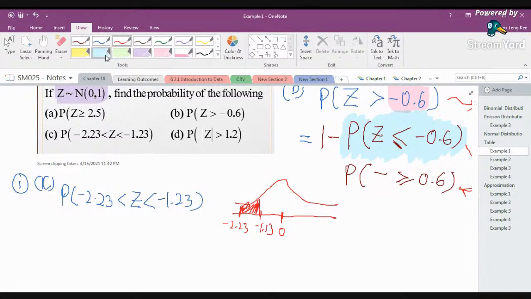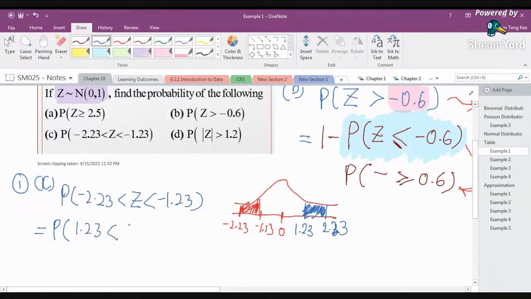Then, what happens next is that I can't find the answer from the statistical table if the region is on the left. It must have some region on the right in order to apply the table. And we notice that this region shaded in red is equivalent to another region, now shaded in blue, with the corresponding values positive 1.23 and 2.23. Therefore, the region in blue is equivalent to 1.23 less than Z less than 2.23.